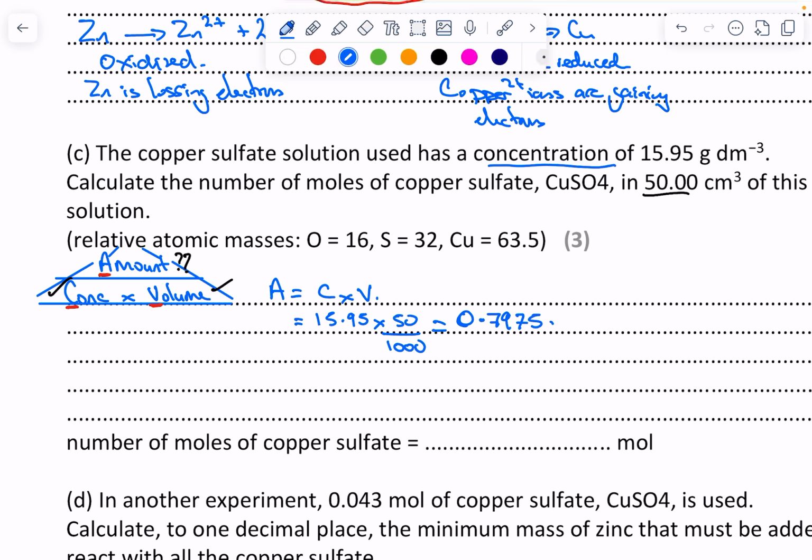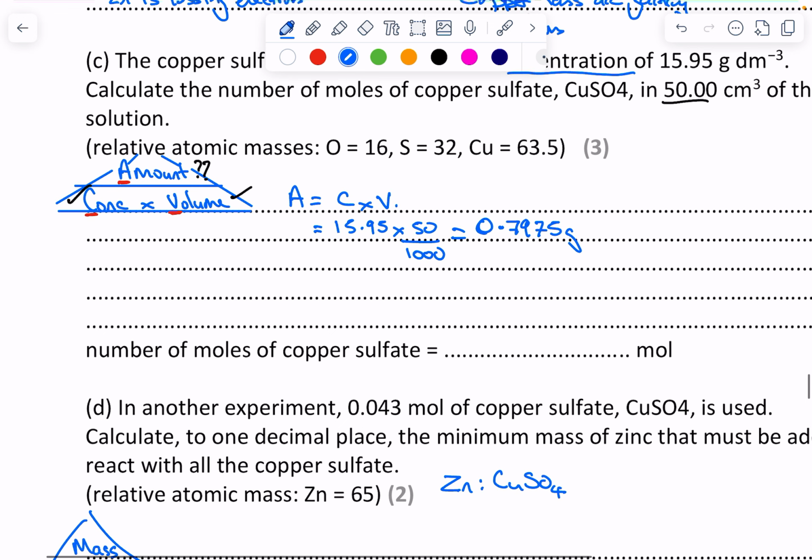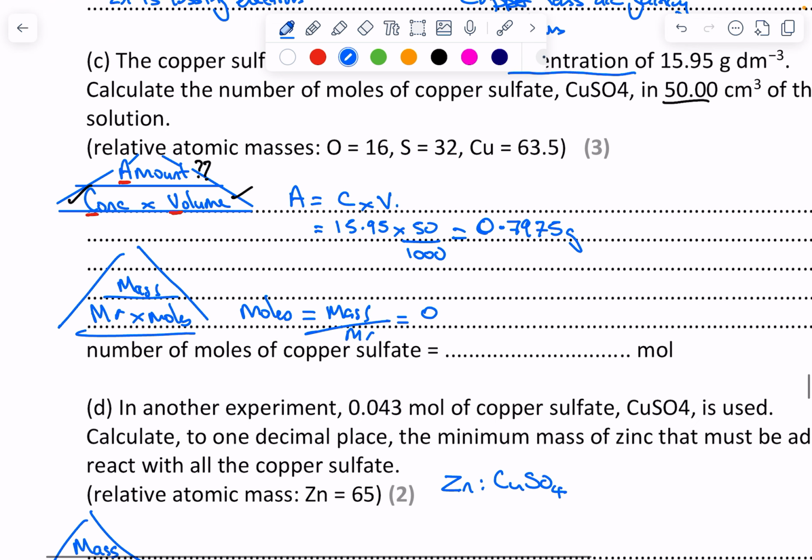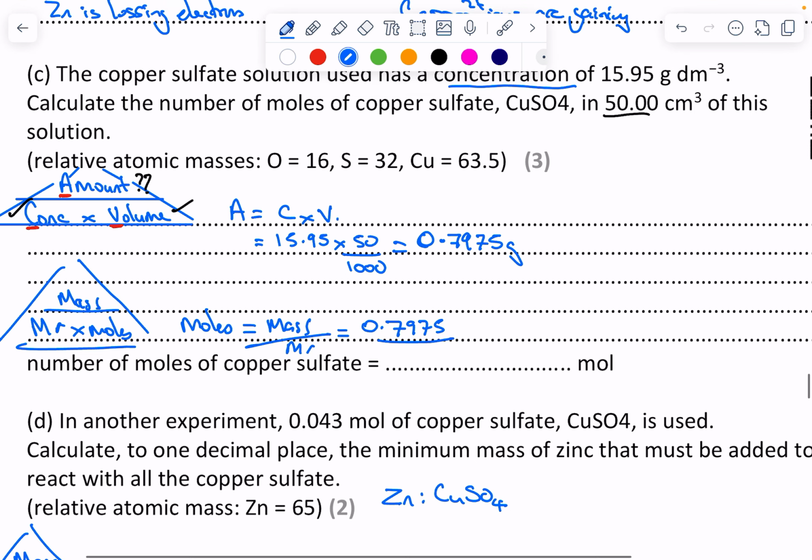Okay, let's just check the question. The question says, calculate the number of moles. So my next job is to convert this to moles. So if I put down here my moles triangle, which is Mr. Moles, underneath the mass, and what I'm trying to work out here is the moles. So the moles is going to be the mass divided by the Mr. The mass in this case is that 0.7975, and I've got to divide it by the Mr.